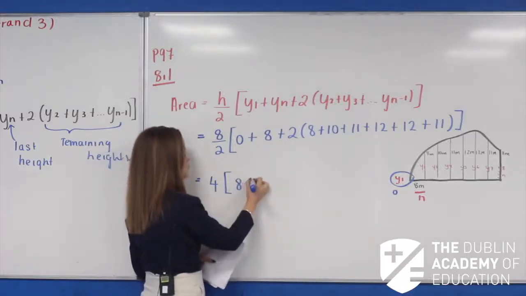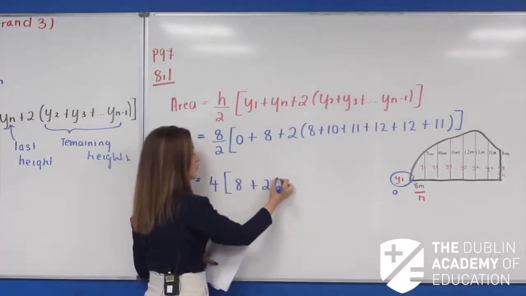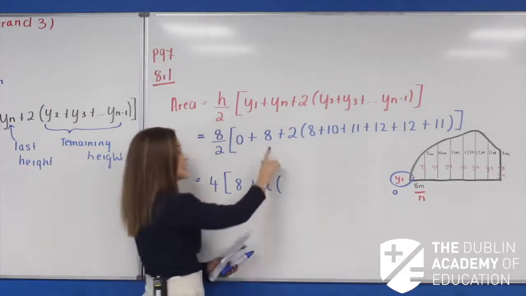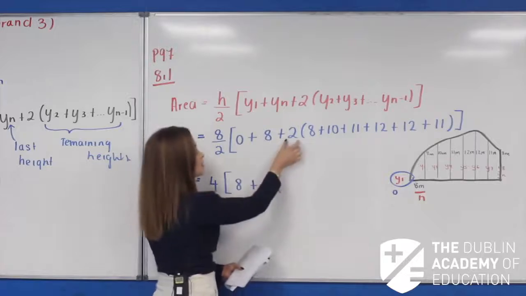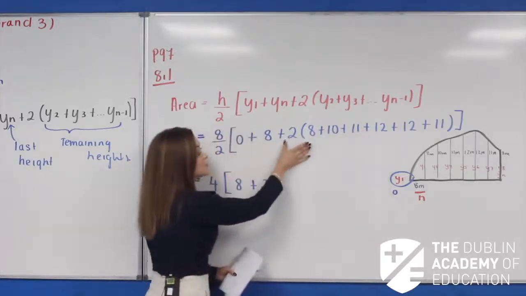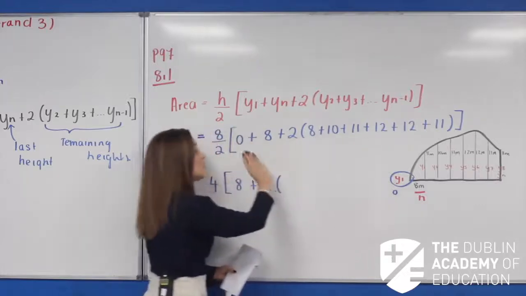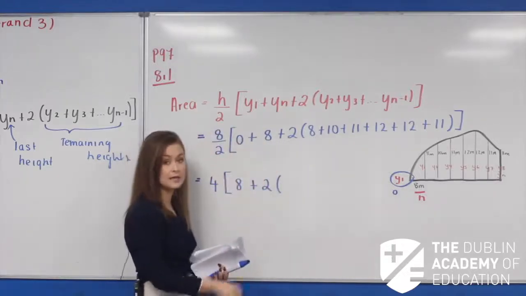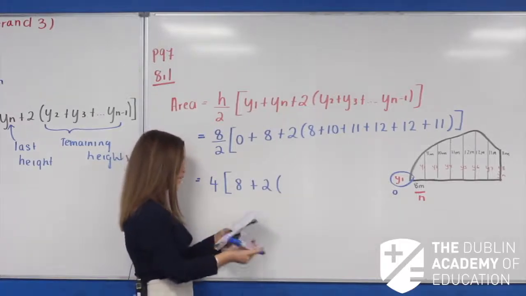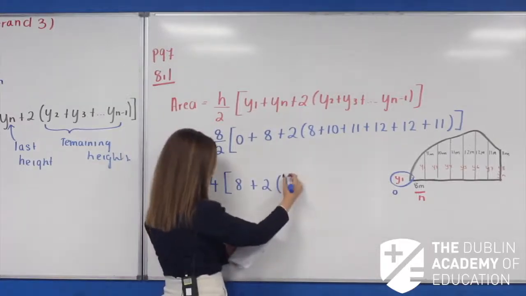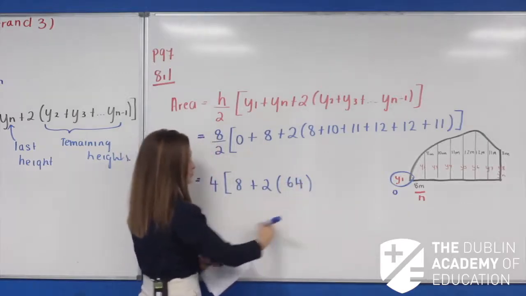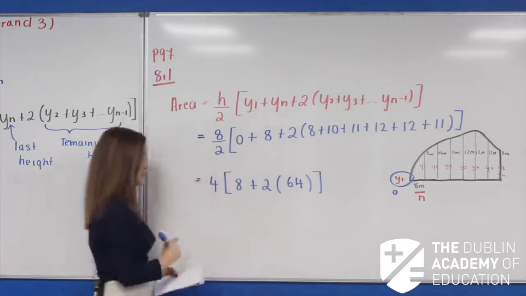8 plus 2 bracket. Now a huge mistake people make is they say 8 plus 2, they'll write down 10, but this is 8 plus, and it's 2 times all of this. You have to multiply out all of this prior to adding it to 8, okay? So be very, very cautious of that. So everything inside this bracket is going to give me 64. Close my bracket, close my curved bracket.